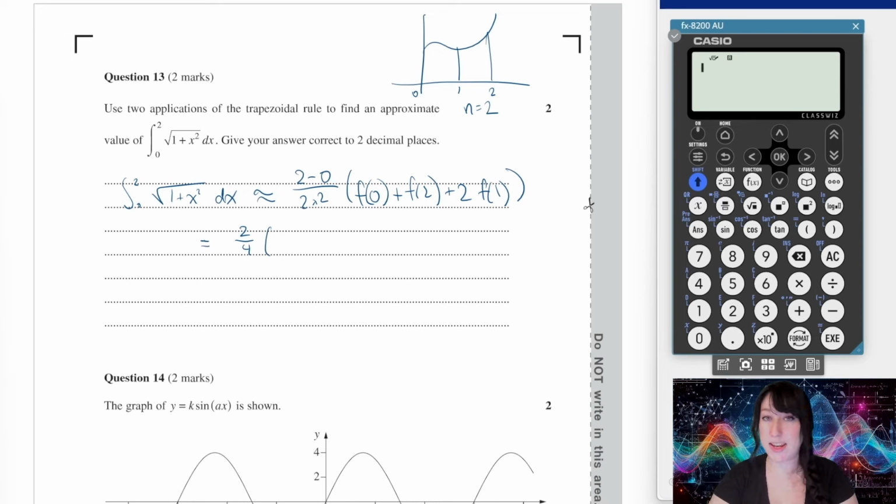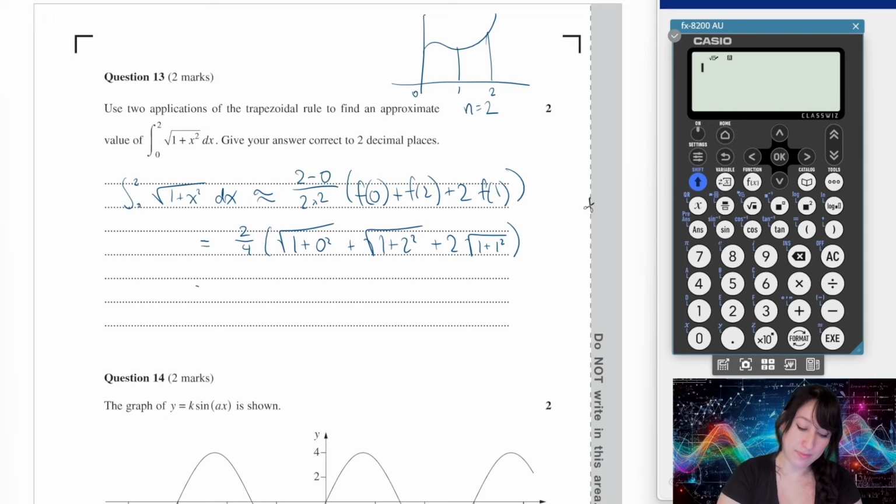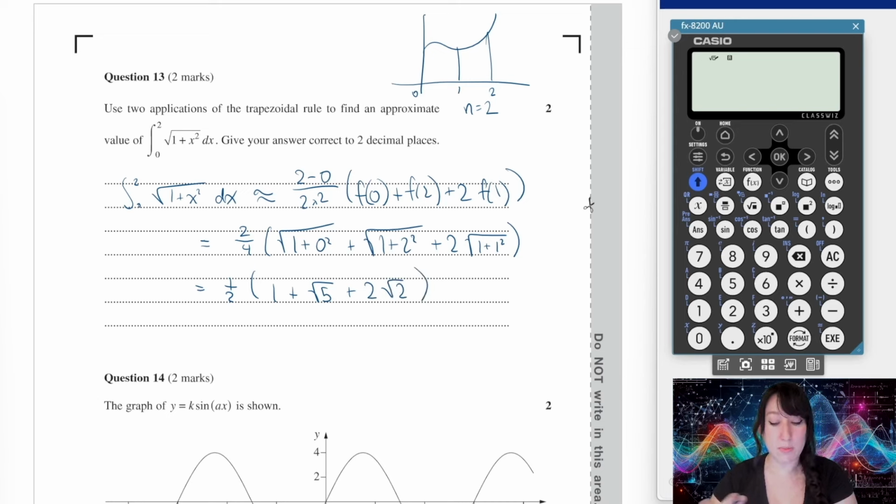Now, f of x is the function in the integral. So f of 0 will be the square root of 1 plus 0 squared. f of 2 is the square root of 1 plus 2 squared. And f of 1 is the square root of 1 plus 1 squared. We want an approximation to 2 decimal places, so let's work this out. So we get 3.03 to 2 decimal places.